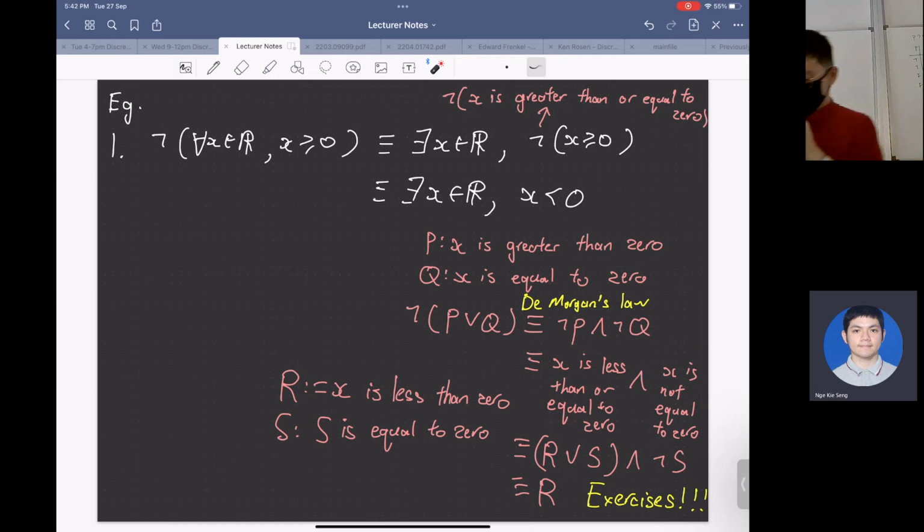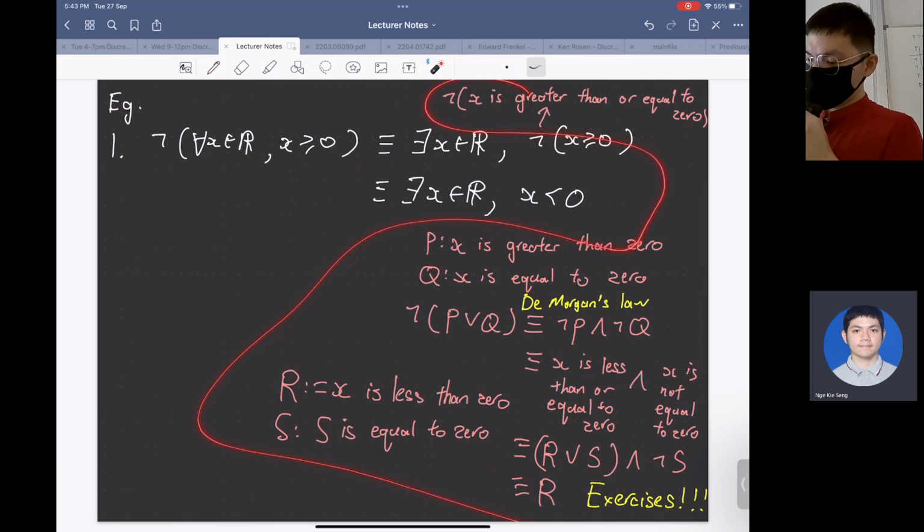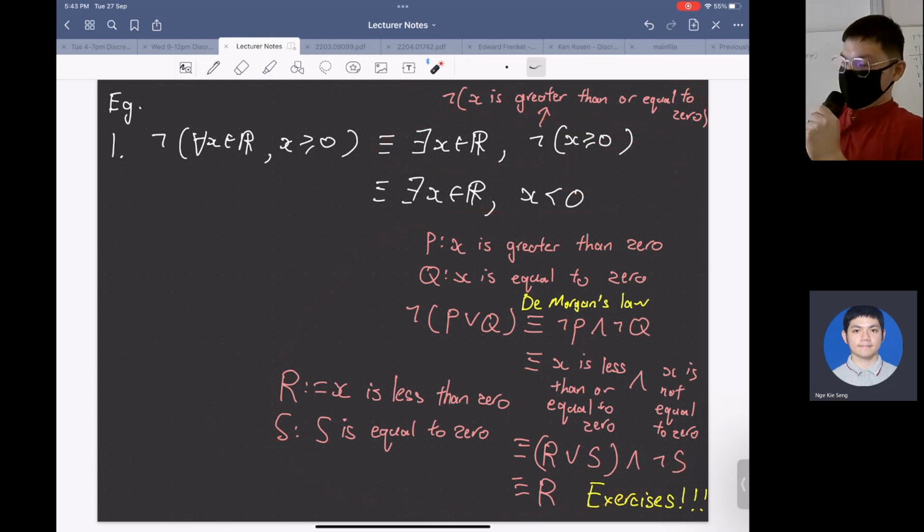What else? Have I done? Okay, done. So I already showed you what the negation of this is, right? You bring the not in for every quantifier and then you turn this around. This is all the detailed thing you should have in your mind, and after you master this, you can just go from here to here.